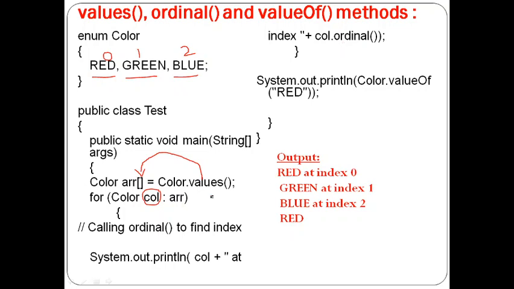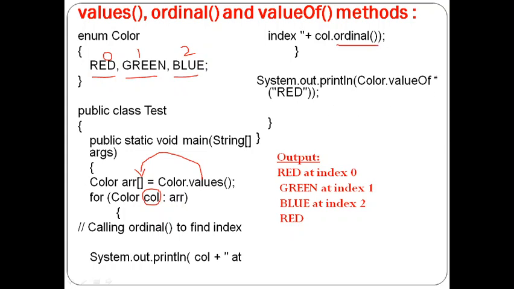That is the way for all the three values. I am getting red index is 0, green at index 1, and blue is at index 2. So the purpose of the ordinal method is, if you want to retrieve the position of a named constant in the enum, we can know by using a method called ordinal.